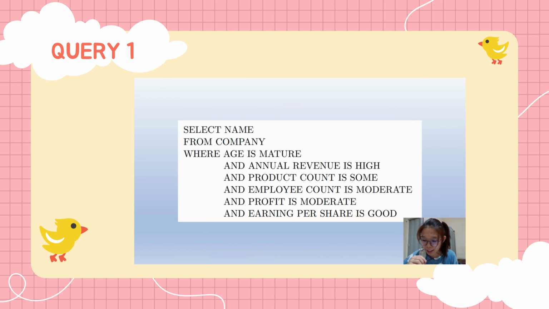The query is, we need to select the company where the age is mature, the annual revenue is high, the product count is some, the employee count is moderate, the profit is moderate, and the earnings per share is good. In this query, all 6 attributes are involved, so we have to repeat the matching procedure 6 times. This will give the degree of membership of each entry in every fuzzy set of the query, which belongs to an appropriate attribute.